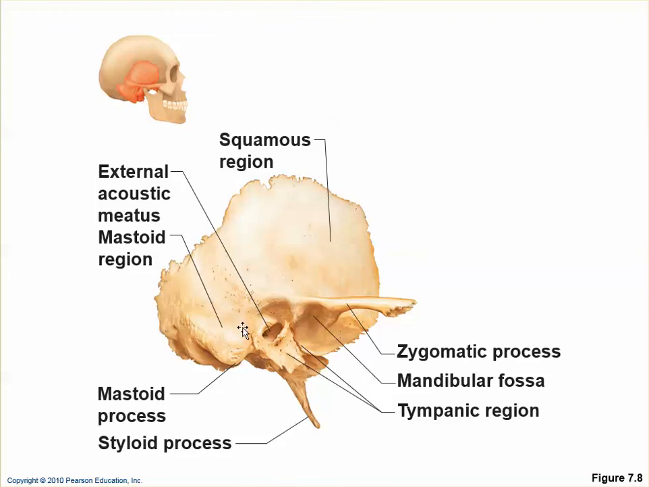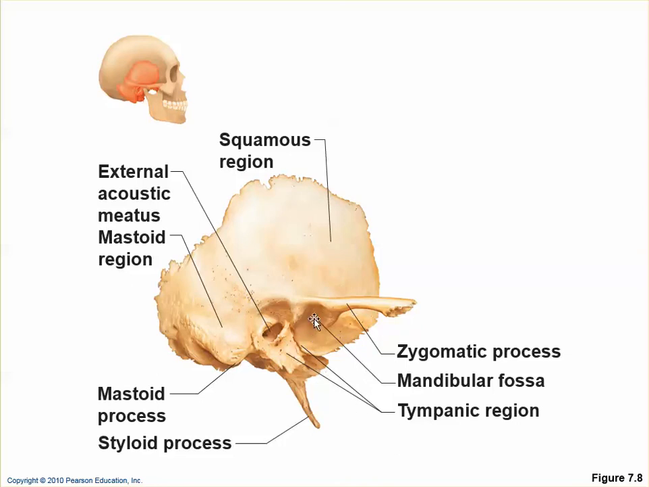So from the outside, it looks like this. So there's the mastoid process. Important place for muscular attachment. Styloid process here. Stylo is a pen, so it's a pen-like process. This is the external auditory meatus or acoustic meatus. This is where your ear canal goes. Your eardrum sits right back in there. So this whole area that surrounds that is called the tympanic region.